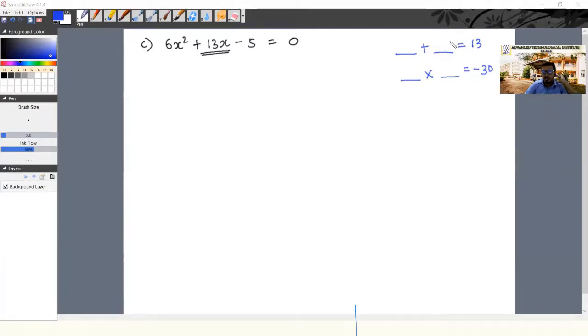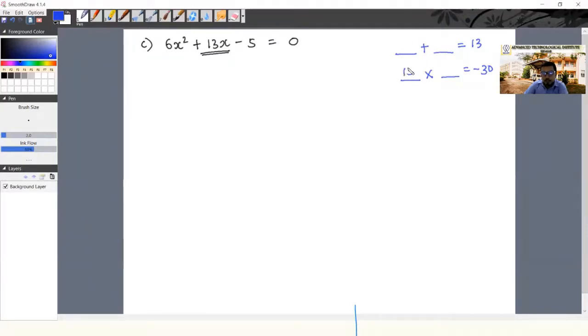So what are these two numbers? 10 into 3 will form 30. But if we have plus 10 into minus 3, that will form minus 30. But will that give 13? No. That will give a different number.